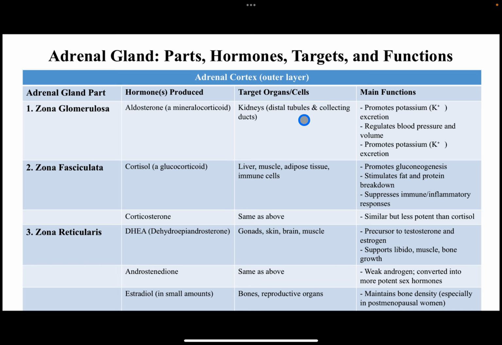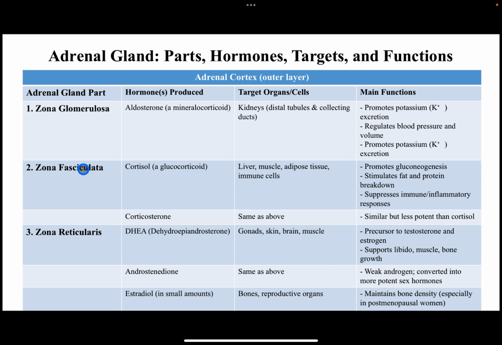What are they going to do there? They are going to promote potassium excretion, regulate blood pressure and volume. Is that okay? So they promote potassium excretion, sodium absorption. Okay, and as sodium is being absorbed, water is also going to be what? Water is also going to be absorbed. So they increase sodium reabsorption. Okay, and by so doing, they regulate blood pressure and volume, and they also promote potassium excretion.